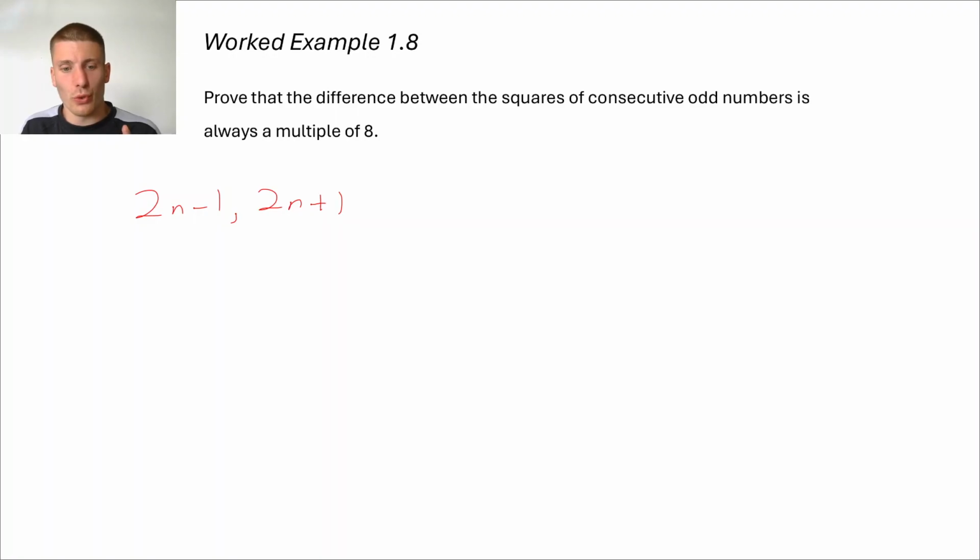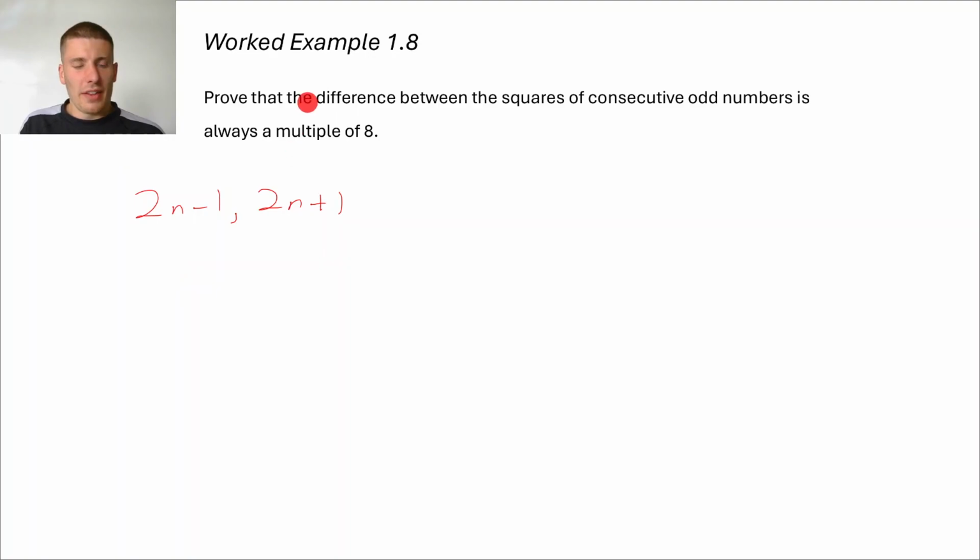Okay, if n was equal to 1, for example, again, 2 by 1 is 2, take away 1 is equal to 1. If n was equal to 1 still, 2 by 1 is 2, add 1 is equal to 3. These are consecutive odd numbers, they follow each other. And it's just usually the way that we write consecutive odd numbers. Okay. So let's just go through this now.